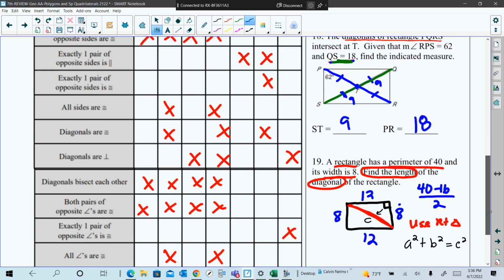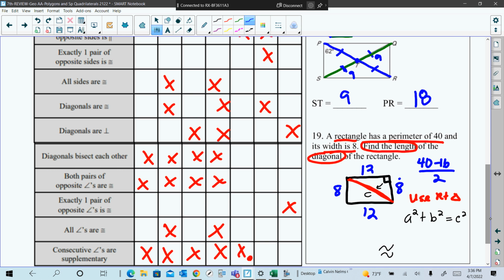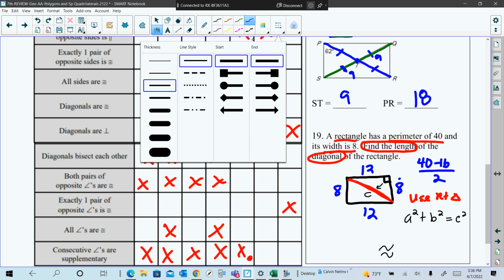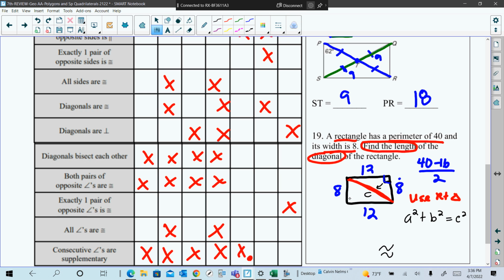And then I did 19 in class. That's when you had to draw your picture. And remember, your diagonals create right triangles, so you will have to use the Pythagorean theorem. When we plug it in, our legs here are the perpendicular sides where the right angle is formed. So this would be 8 squared plus 12 squared equals c squared. We would have 64 plus 144 equals c squared. Okay.